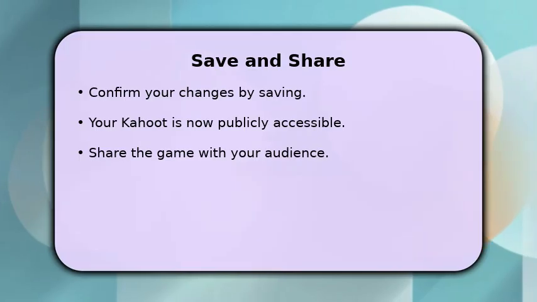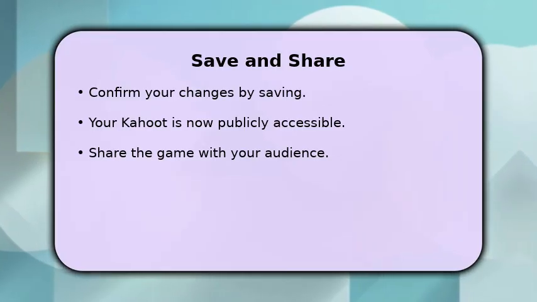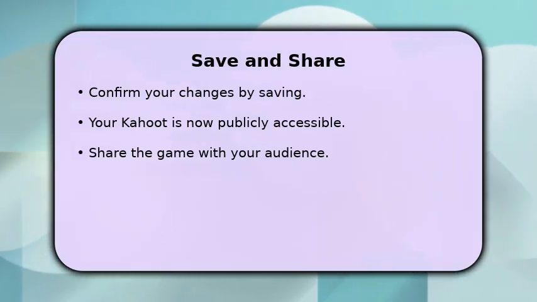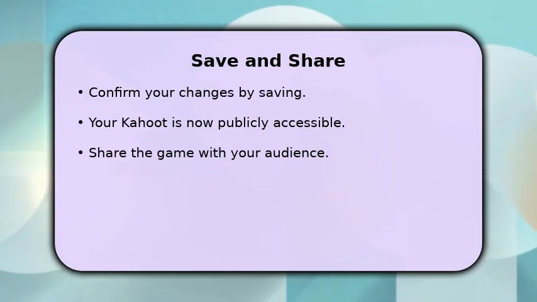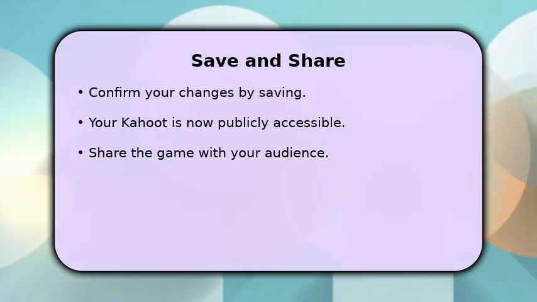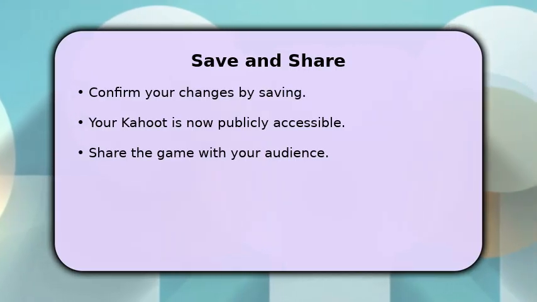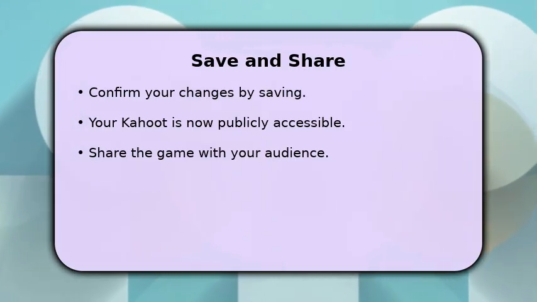After selecting the public option, it is crucial to save your changes. Look for a Save or Done button, usually located at the top or bottom of the screen, and tap it. Your Kahoot is now publicly available for others to find and play. You can then share the game link or PIN with your audience, inviting them to join the fun.